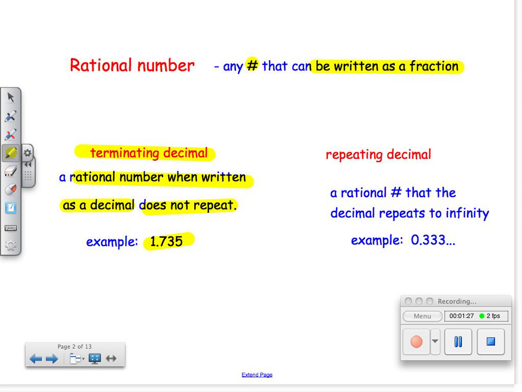If you get terminated from your job, it's ended. If they terminate the game because of poor sportsmanship, the game is ended. So terminating decimal means a decimal that ends.